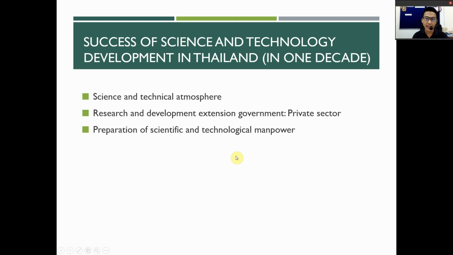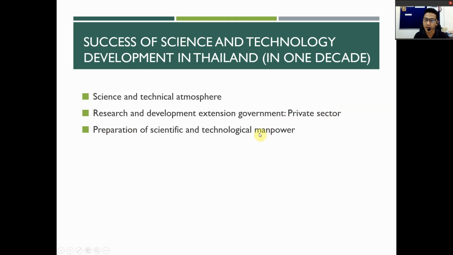Success of science and technology development in Thailand, we can categorize in three kinds here: science and technical atmosphere, and the second one is research and technological atmosphere. Sorry, that's misspelled. Research and development extension government, and this is really important that we create the private sector, and a lot of work is coming out of the private sector that I'm going to show you in the next couple of slides. Preparation of scientific and technological manpower.